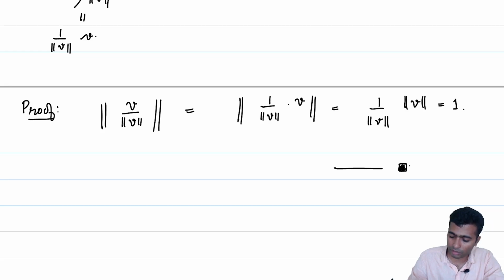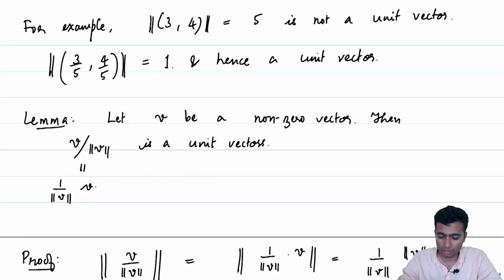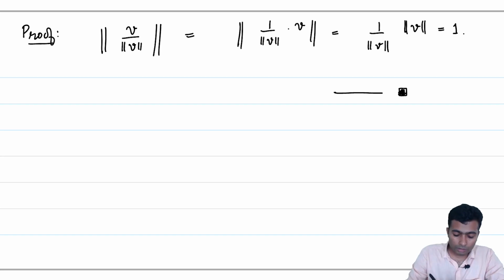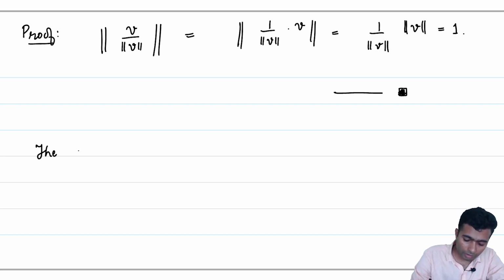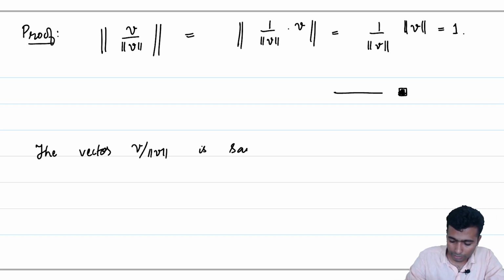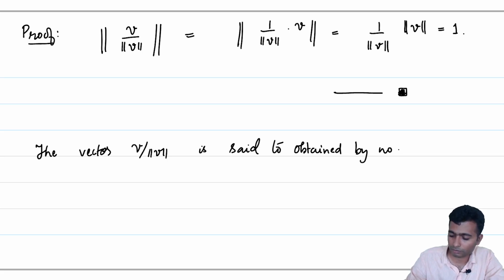I didn't write anything down, but clearly all these equalities are fairly obvious. I just said what the reason for each of these equalities is. So the vector v by length of v, which is now a unit vector, is said to be obtained by normalization of v. It's also called a normalized vector, the normalization of v.